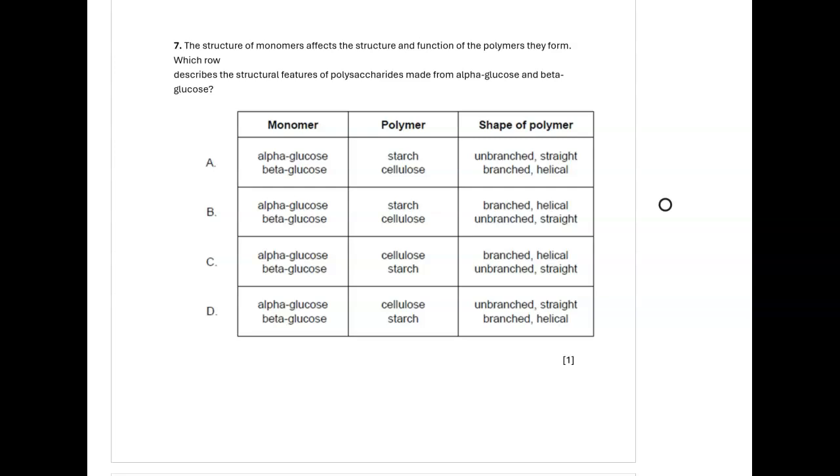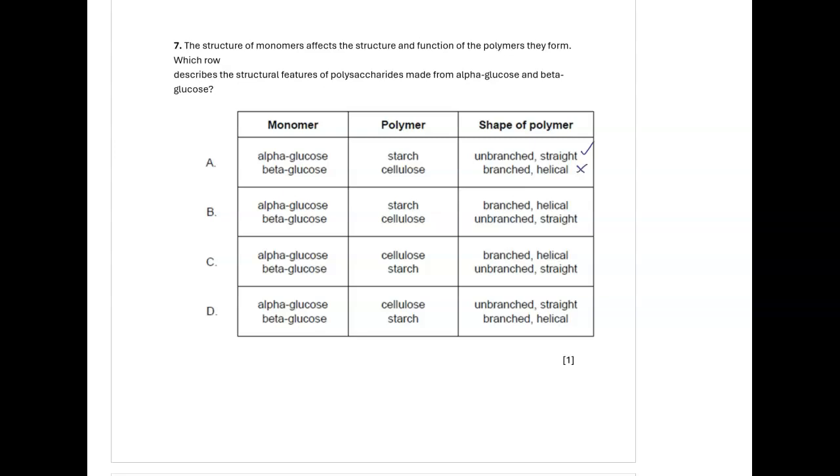So in question 7, this would be a good moment to use that elimination strategy that we've talked about before. The structure of monomers affects the structure and function of the polymers that they form. Which row describes the structural features of the polysaccharides made from alpha glucose and beta glucose? Okay, so alpha glucose, starch, unbranched, straight. So that row is correct. Beta glucose cellulose, branched and helical. That row is not correct.